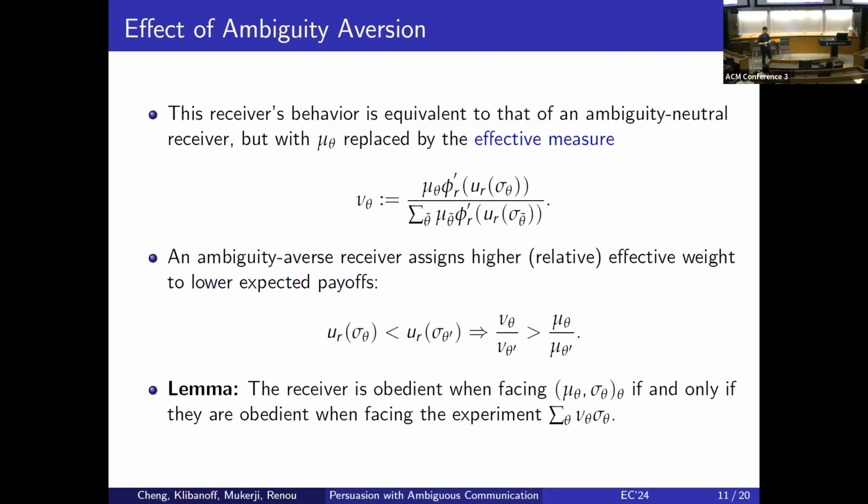And in fact, a key lemma in our paper shows that the receiver is obedient when they are facing an ambiguous experiment if and only if they are obedient facing an unambiguous experiment given by this effective average of those experiments in the sigma theta. Okay, so that is the effect of ambiguity aversion.